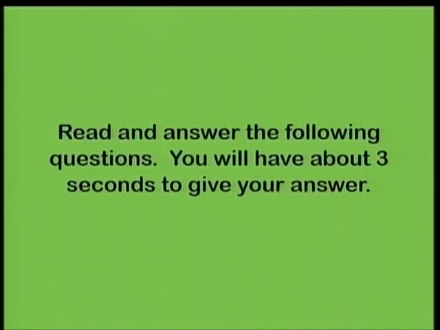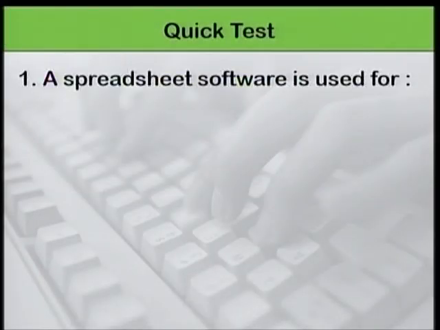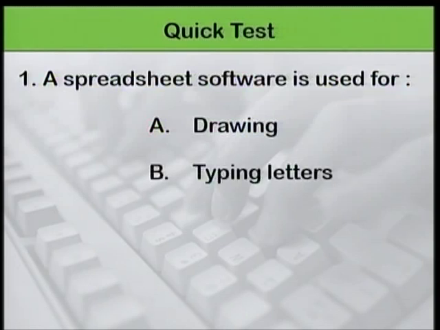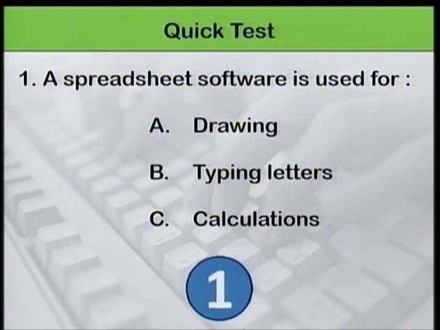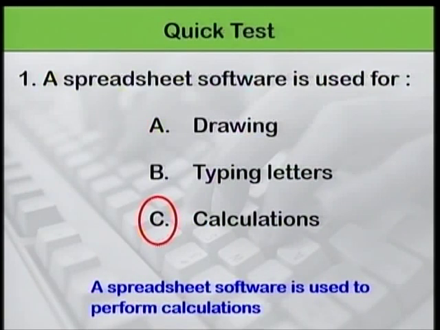Now, let us do a quick test to evaluate what you have learned today. Read and answer the following questions. You will have about 3 seconds to give your answer. Question number 1. A spreadsheet software is used for A. Drawing, B. Typing letters, or C. Calculations. The correct answer is C, that is, calculations. A spreadsheet software is used to perform calculations.